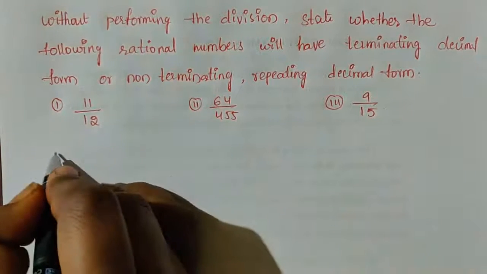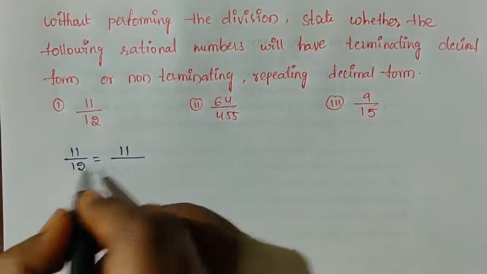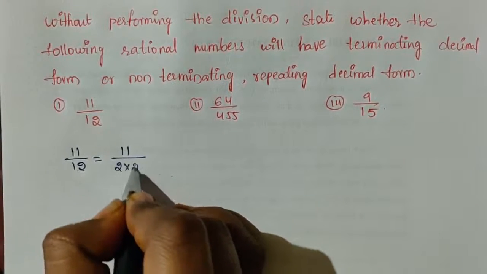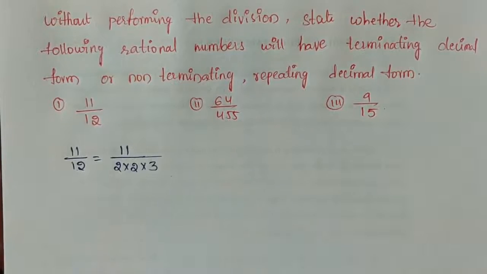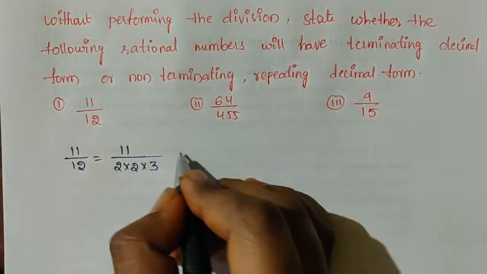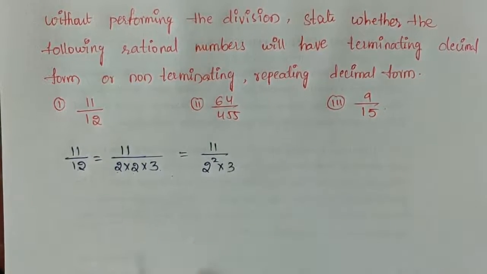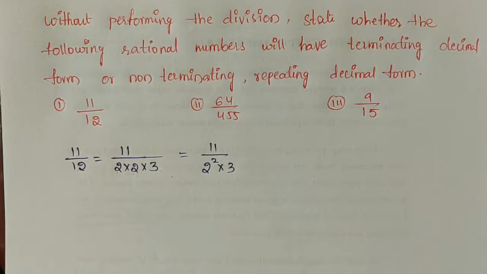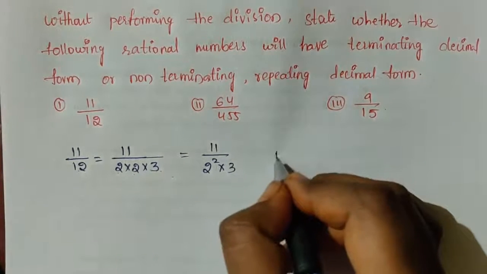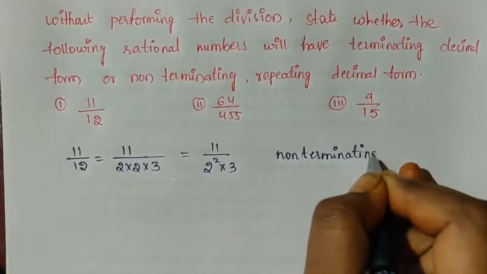So let us take the first one, that is 11 upon 12. This can be written in the form 2 into 2 into 3. When you do the prime factorization for this one, you have 2 into 2 into 3. Here 11 upon 2 square into 3. Here we have 2 power n form, but we don't have the 5 power m form. So it is a non-terminating repeating decimal. Okay.